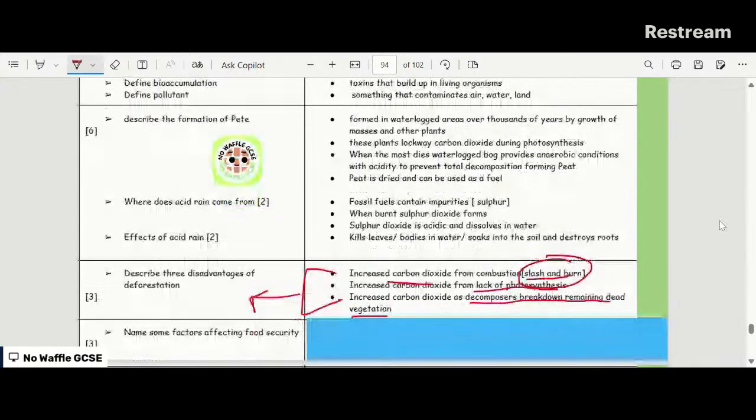Okay, cool. We're now going to move on to the next question. Name some factors that affect food security. You should definitely know this if you did food in geography.